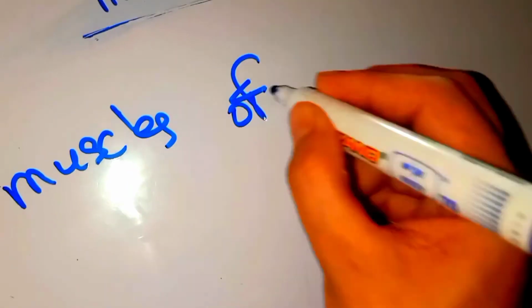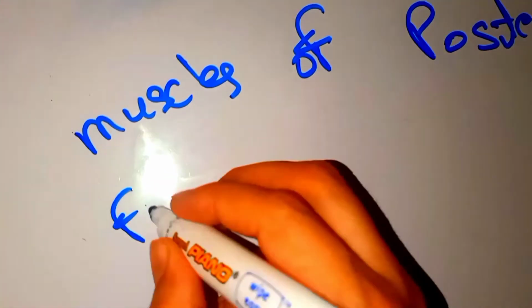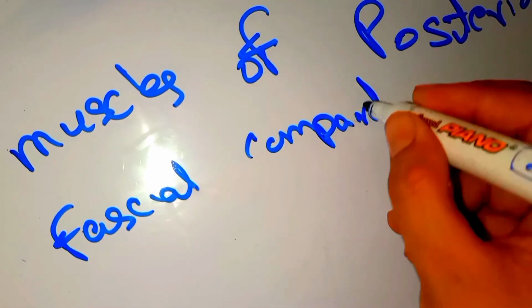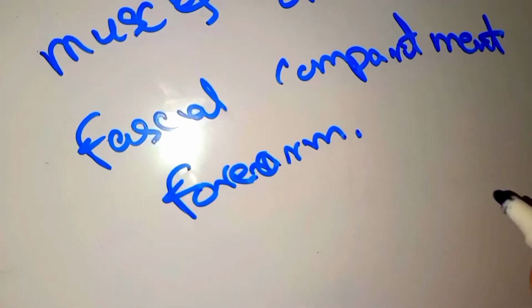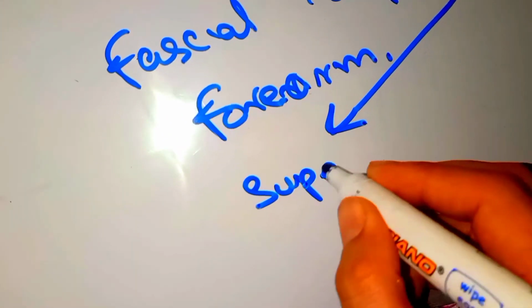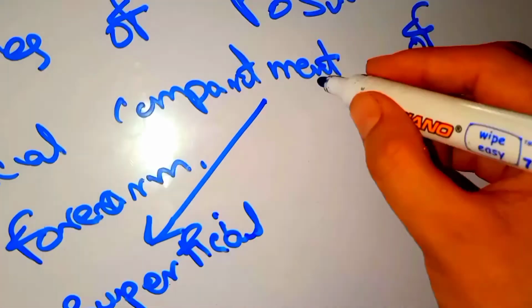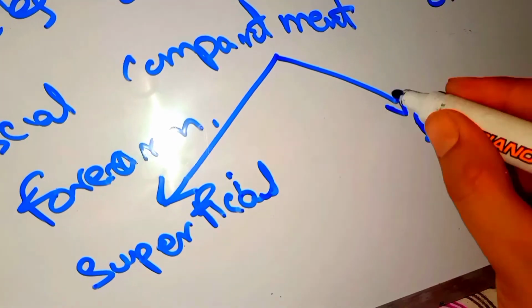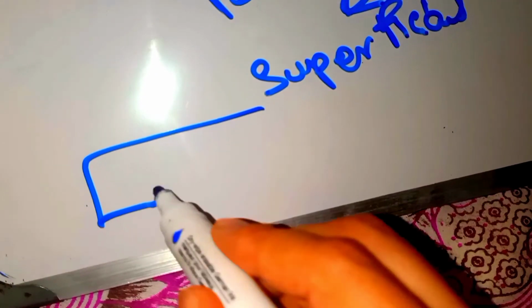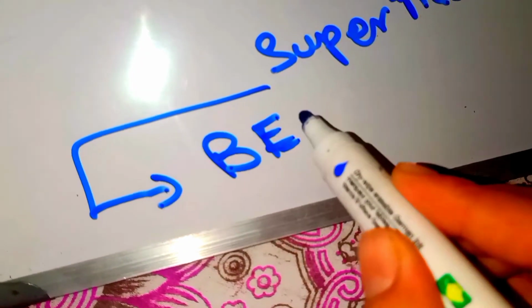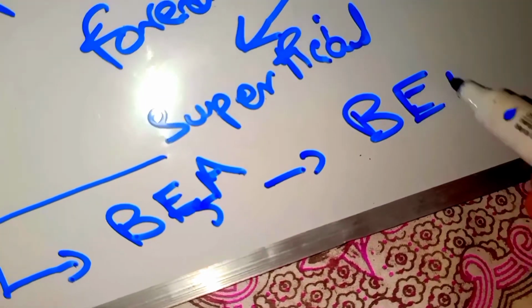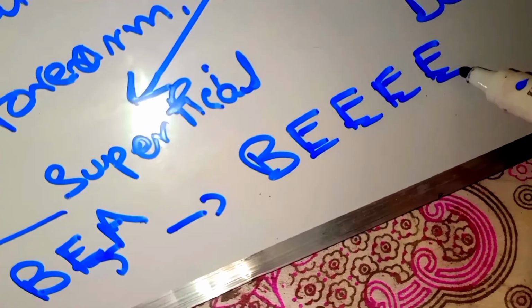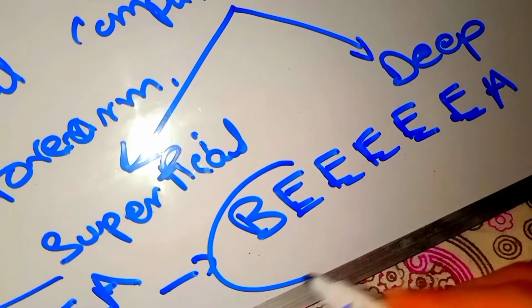Finally, at the end, muscles of the posterior fascial compartment of the forearm. Again, you will divide into superficial and the deep layer. For them, we have separate mnemonics. For the superficial compartment, I have made the mnemonic BEEEEEA, as E is the fifth letter in the alphabet, so E is written five times: B, E, E, then more E's, and finally at the end A.